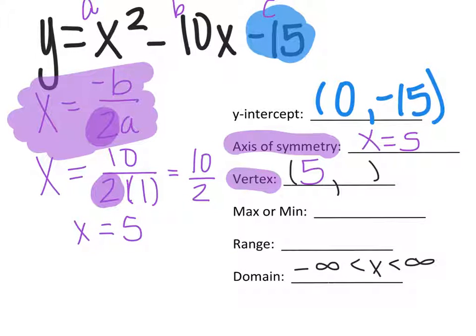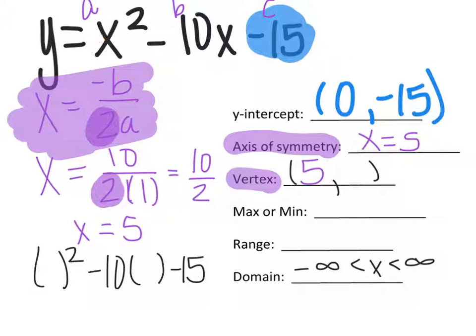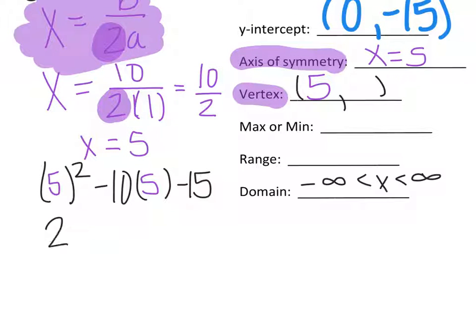To find that, I take my equation, which says x squared minus 10x minus 15. Notice that instead of putting x in here, I've just put parentheses where x should be. And now I'm going to plug in what we already found x was, which is 5. Then all I have to do is do some math to figure it out. Well, 5 squared is 25. 10 times 5 is 50, minus 15. So 25 minus 50 is negative 25, minus 15 is negative 40.